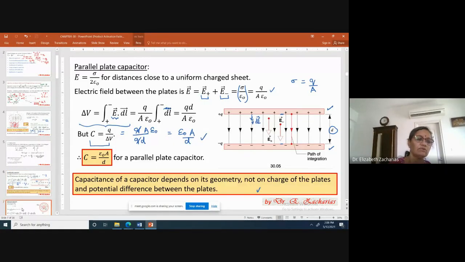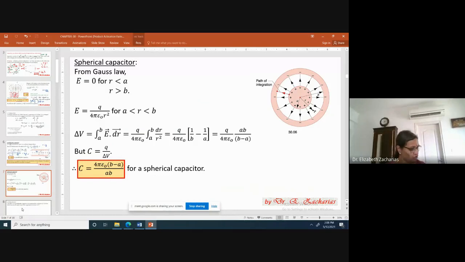Okay, now let's go to another geometry. The next geometry that we are going to see is a spherical capacitor. As the name suggests, there will be two spheres. The inner one, it doesn't matter whether it is a solid sphere or a hollow sphere, because anyway the electric field inside is going to be 0 when I charge it. So inside there is one sphere and outside there is a shell concentric to the inner sphere. Because of the shape, it is called a spherical capacitor.